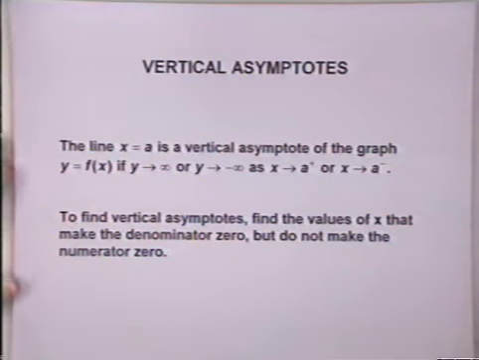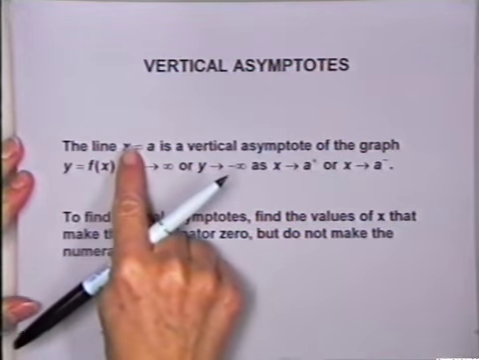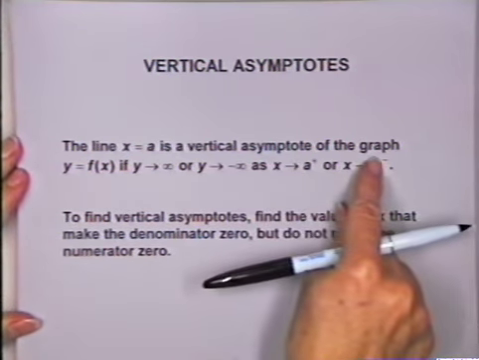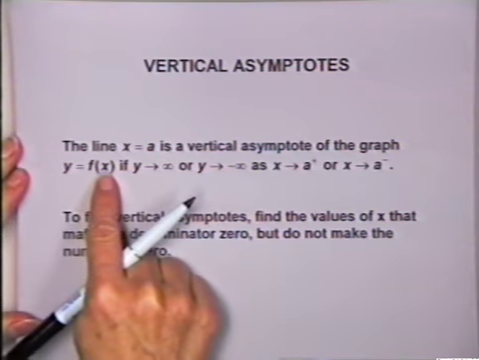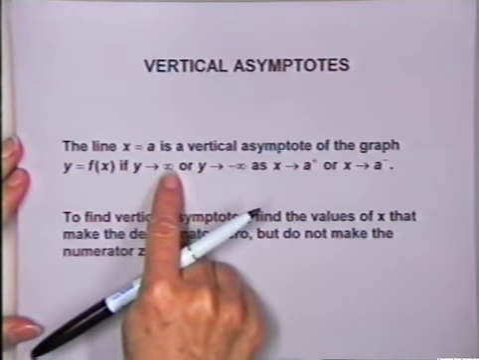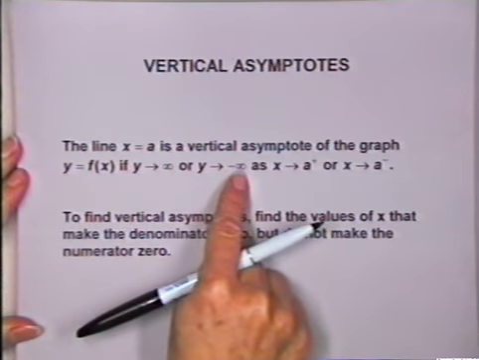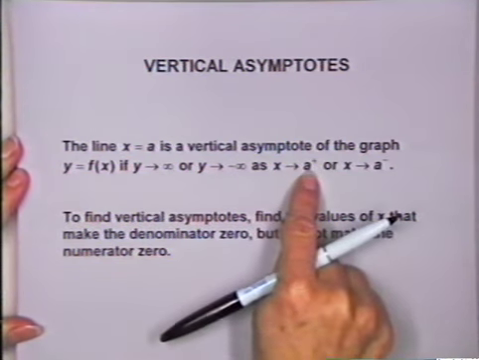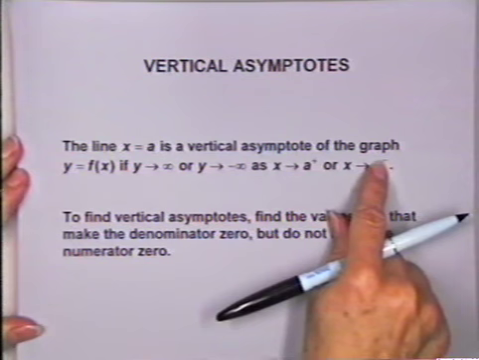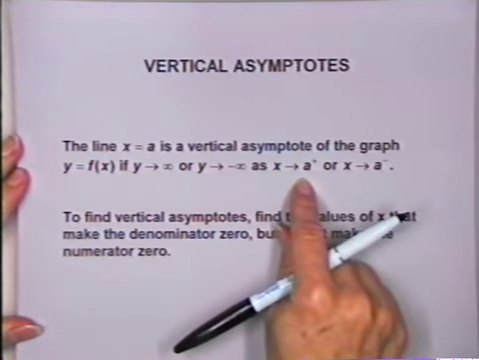First, we're going to look at vertical asymptotes. The line x equals a is a vertical asymptote of the graph y equals f of x if y approaches infinity or y approaches negative infinity as x approaches a from the right or x approaches a from the left. Now this is exactly what we were talking about in that last problem.